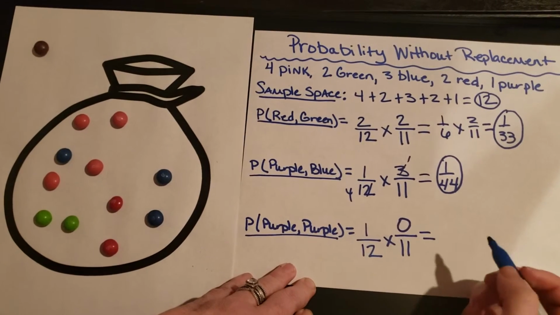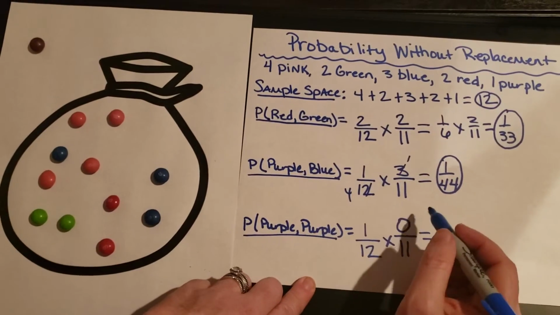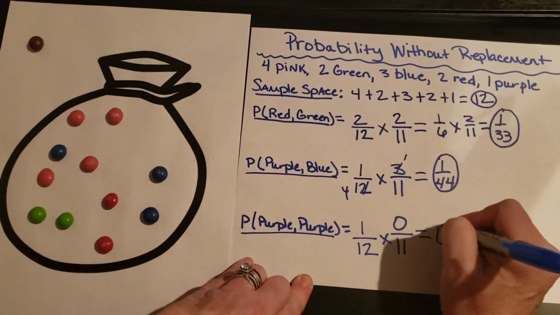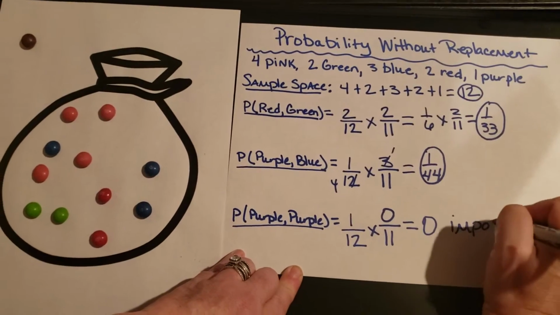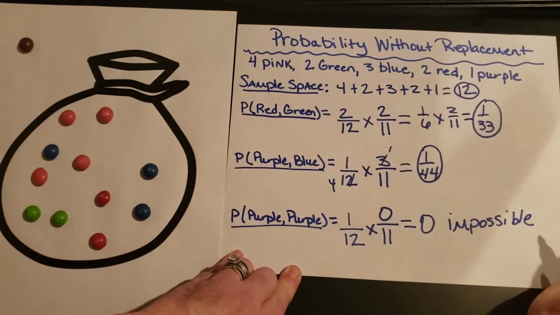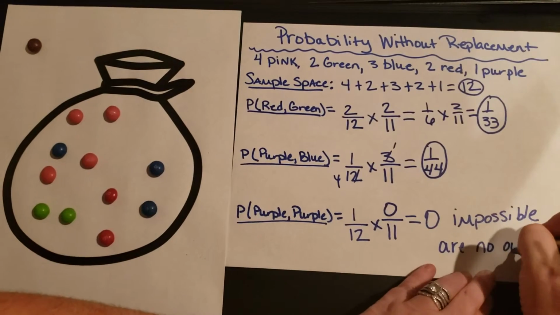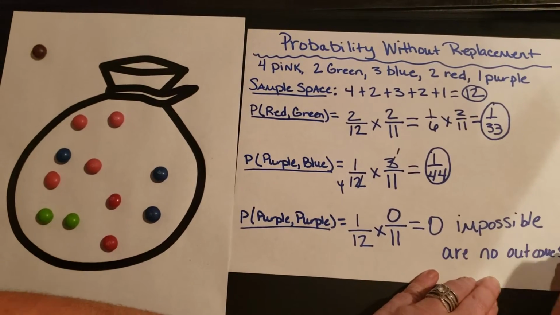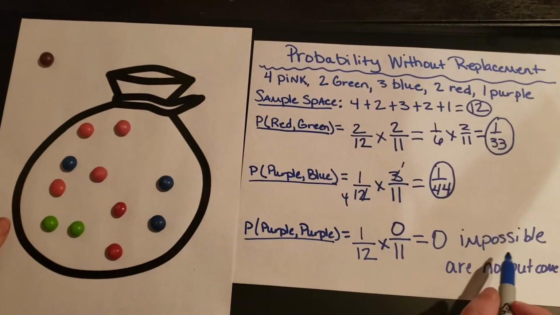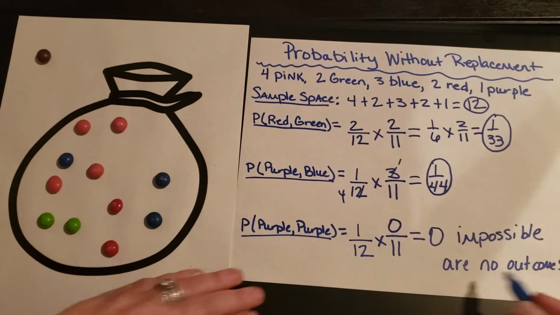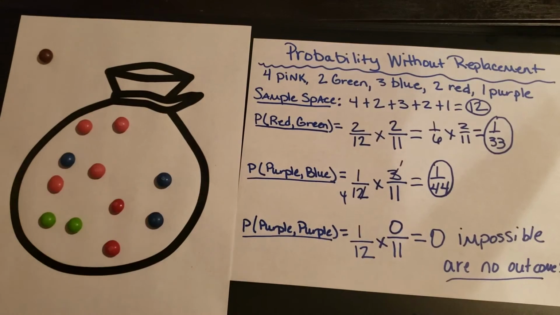Now to find the probability of selecting a purple and then another purple, when you multiply this, of course, you're going to get 0. And what that means is this is impossible. There are no outcomes. Because there are 0 purple, it's impossible. There are no outcomes. So that would be the probability of drawing purple and then another purple.